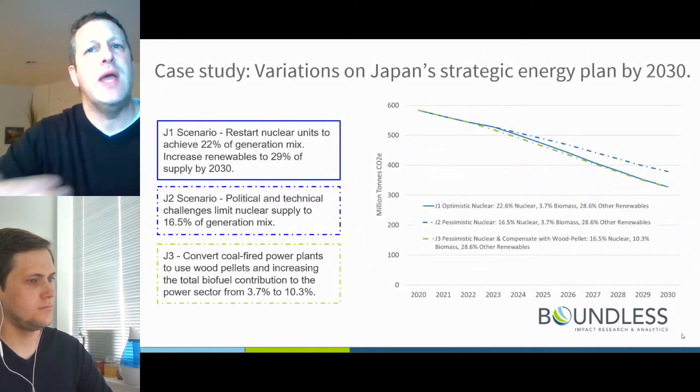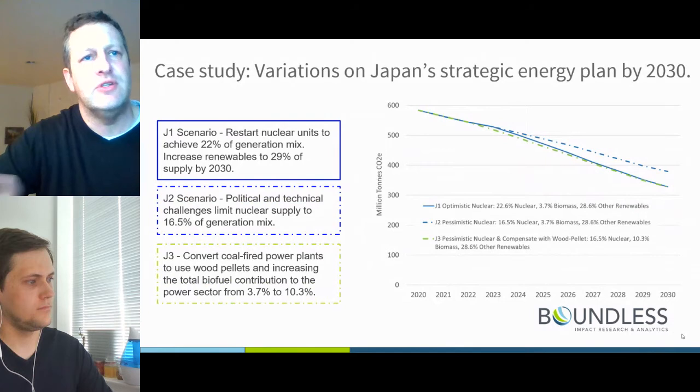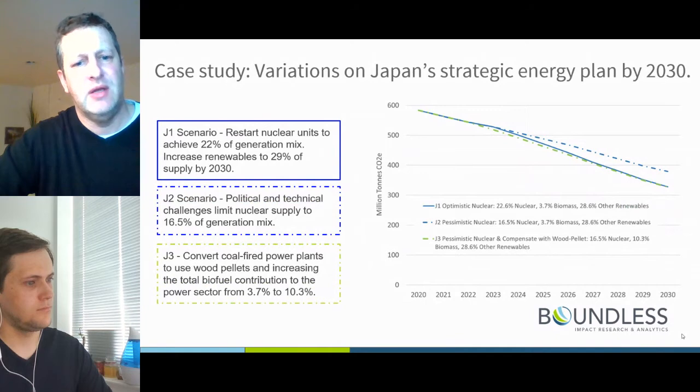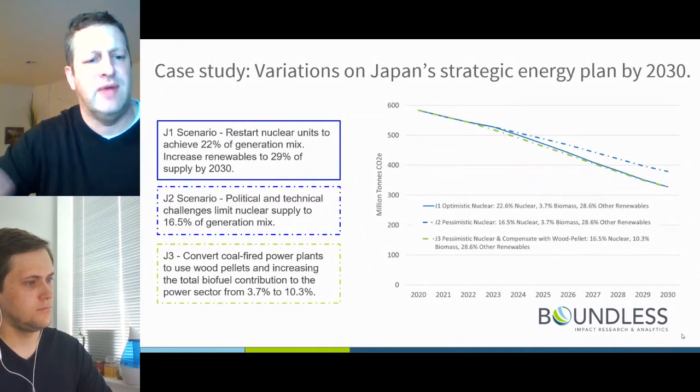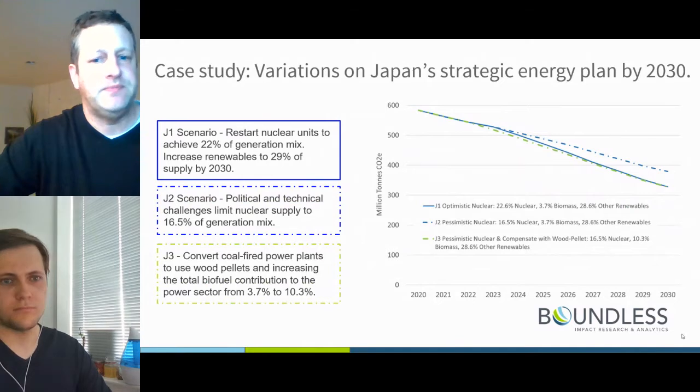So then what we did is we added in this wood pellet biofuel, substituting for coal until we maintained the first trajectory. And what we found is that Japan would have to increase its biofuel contribution from about 4% to about 10% to provide an effective hedge against nuclear units not restarting.